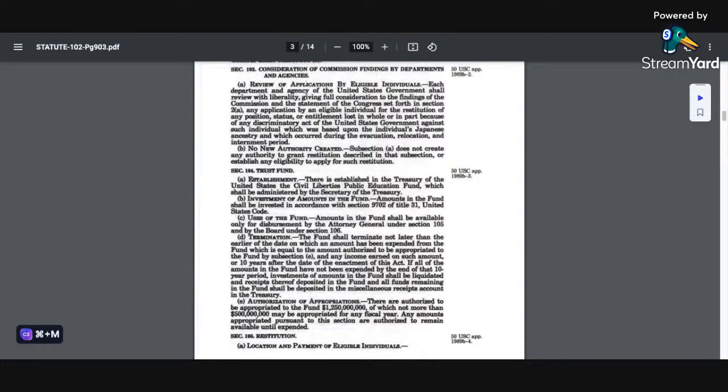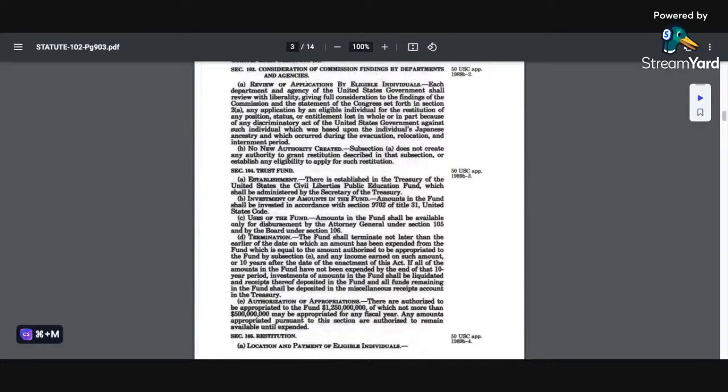Okay, review of applications by eligible individuals. Each department and agency of the United States government shall review with liberality, giving full consideration to the findings of the Commission and the statement of the Congress set forth in Section 2A, any application by an eligible individual for the restitution of any position, status, or entitlement lost in whole or in part because of any disciplinary act of the United States government against such individual which was based upon the individual's Japanese ancestry and which occurred during the evacuation, relocation, and internment period.